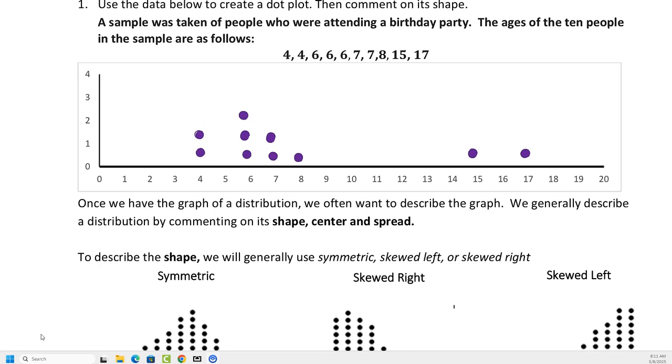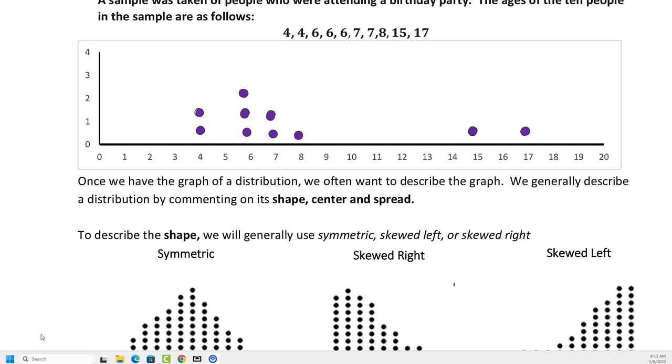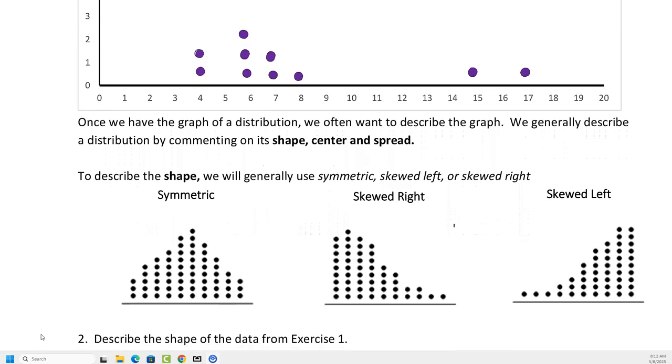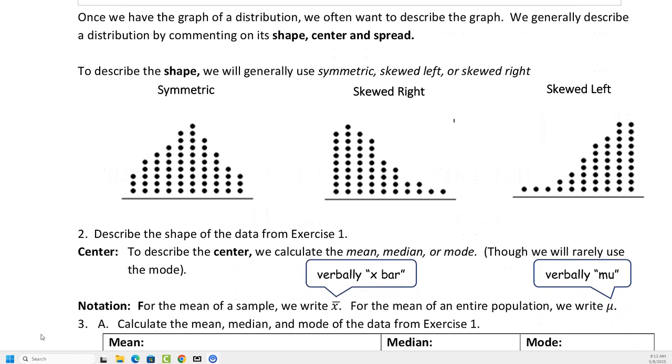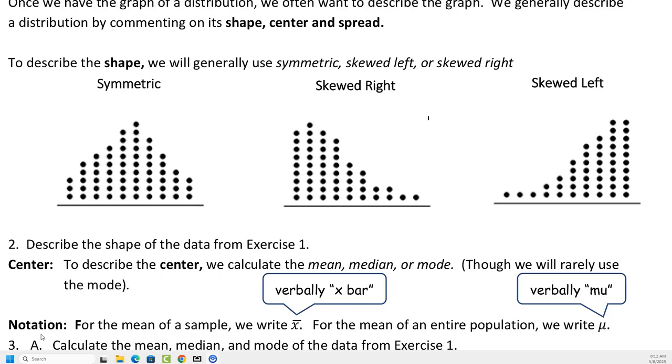It says once we have the graph of a distribution, we often want to describe the graph. We generally describe the distribution by commenting on its shape, its spread, and its center. I skipped center, didn't I? So to describe shape, we generally use symmetric, skewed left, or skewed right. And so you can see here I have some basic pictures for symmetric, skewed left, skewed right. Symmetric just means that you usually have something that's at the center, and you have a nice rise and coming back down, right? Get the idea?